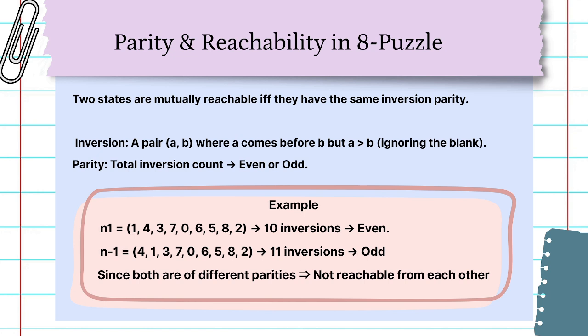For example, here the states N1 and N minus 1 are not reachable from each other because N1 has 10 inversions and N minus 1 has 11 inversions. So they have even and odd parity respectively, hence they are not reachable from each other. Two states are reachable from each other only if they have the same parity.